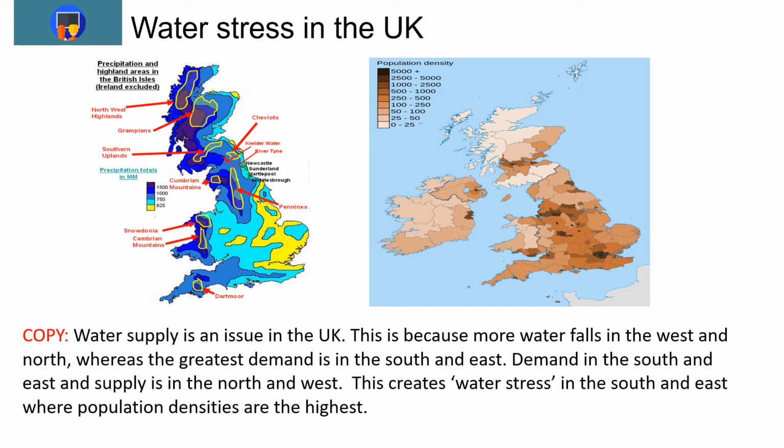Water stress in the UK. This diagram is at the bottom of page 6, and there is a gap for you to copy down this paragraph. Water supply is an issue in the UK. This is because more water falls in the west and the north, whereas the greatest demand is in the south and the east. Demand is in the south and east and supply is in the north and west. This creates water stress in the south and east, where population densities are highest. Pause the presentation and copy down this paragraph.